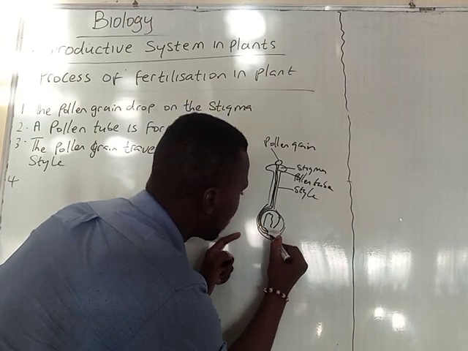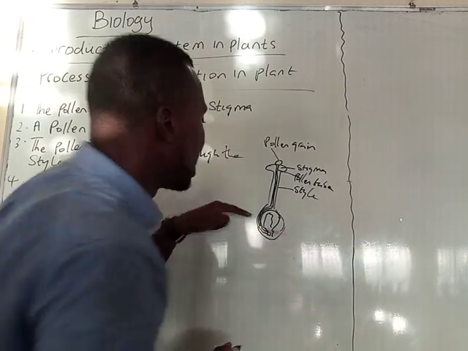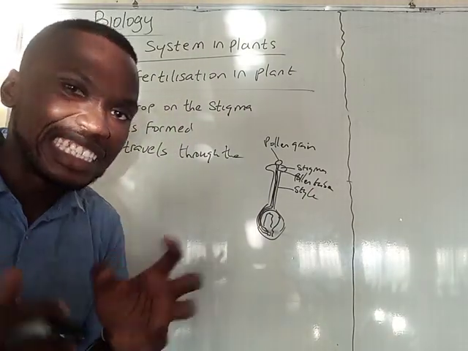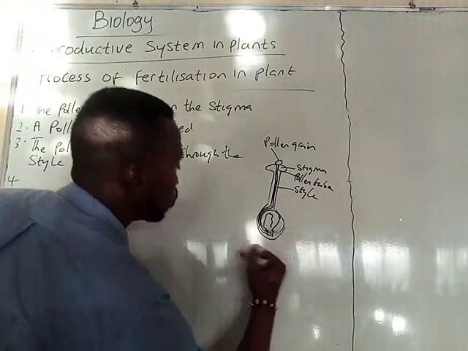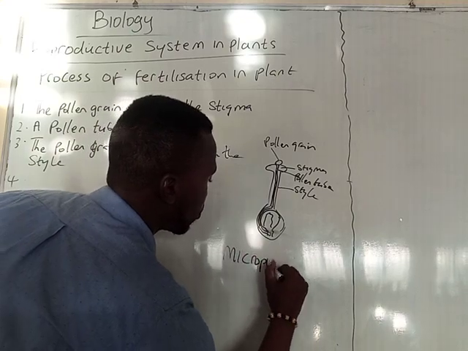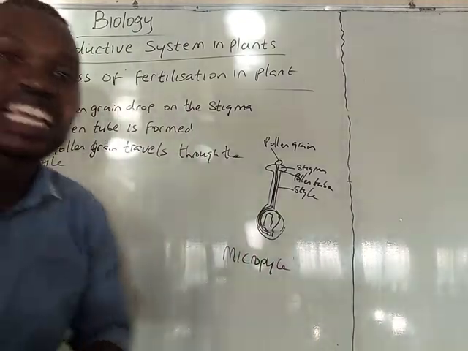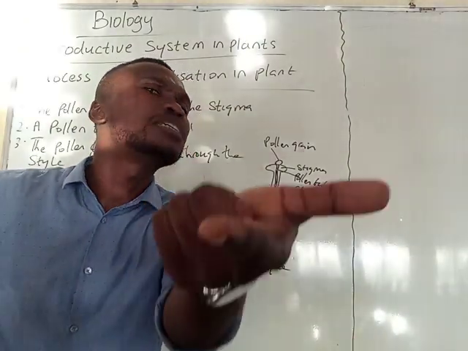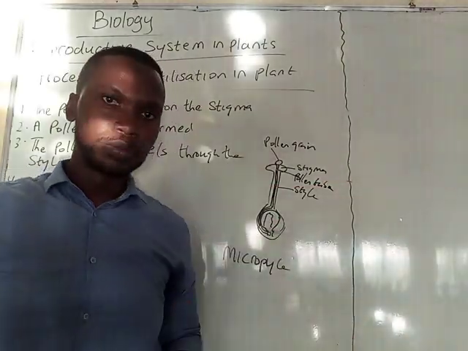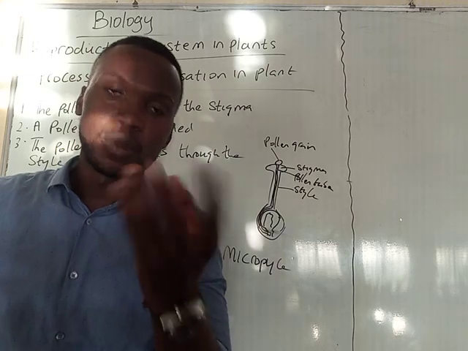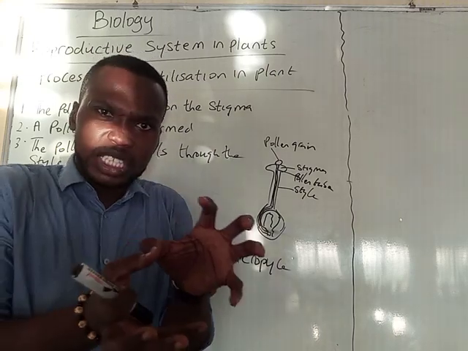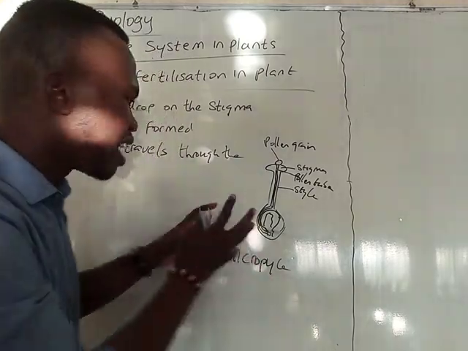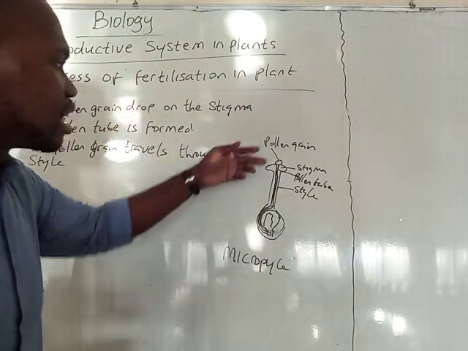And in here, there is a space that it will be able to get into the ovule through. That space or that gate is called the micropyle. The micropyle is like a gate. It is somewhat similar to the cervix in the womb of a woman. It controls the opening and the closing and the access to the womb.